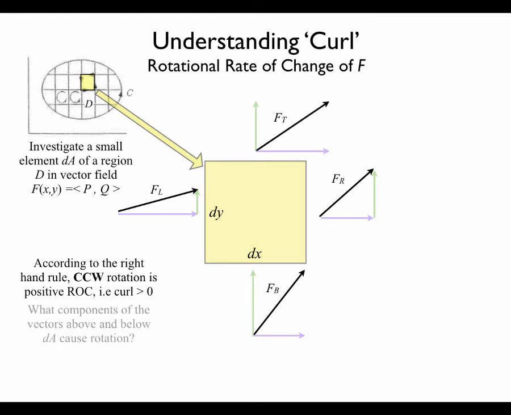Okay. So the question is, I want to just focus on the vectors above and below. Which components are going to contribute to rotational rate of change? Which components? The horizontal components or the vertical components? So the P's or the Q's? If I'm looking at the top and the bottom vectors, what's going to contribute to rotation around this little element? The P's or the Q's?